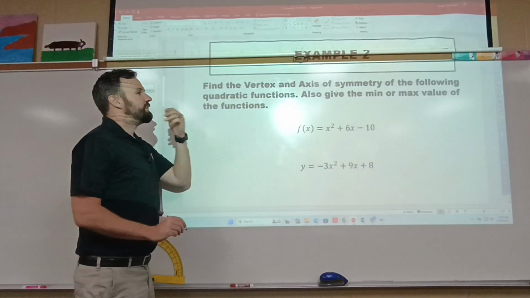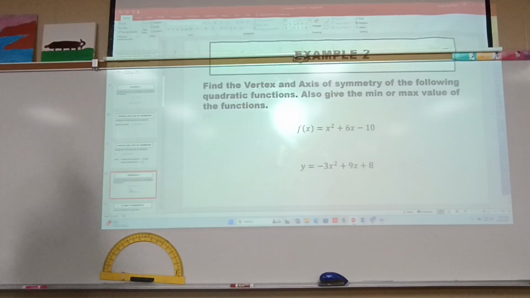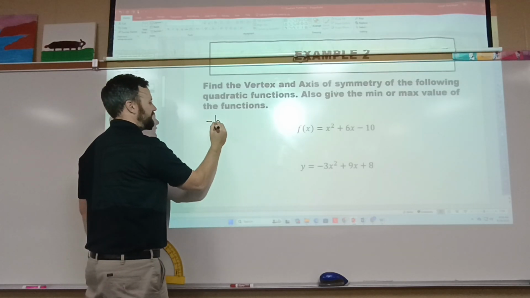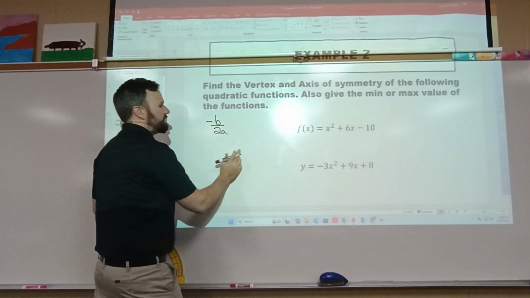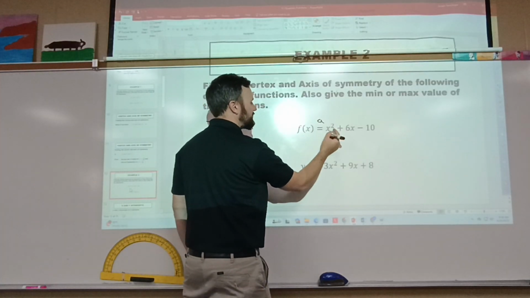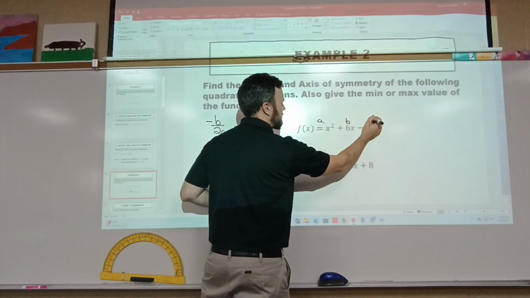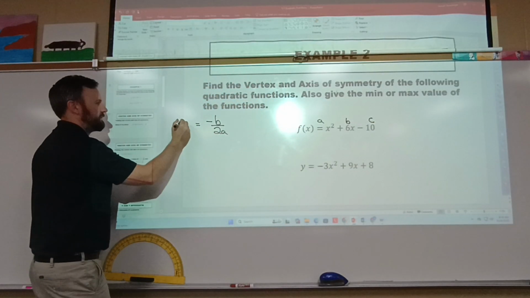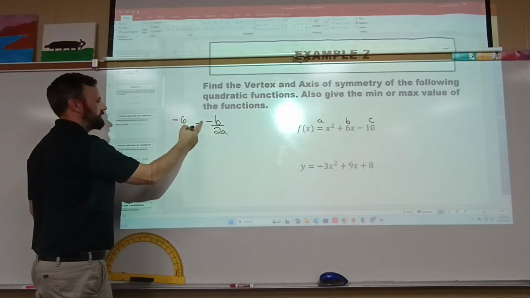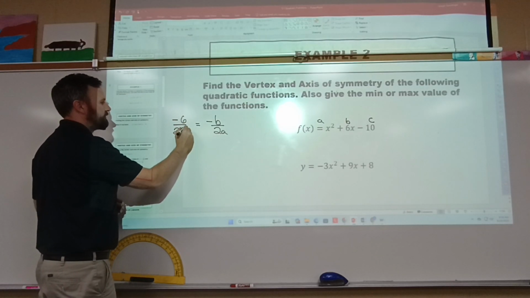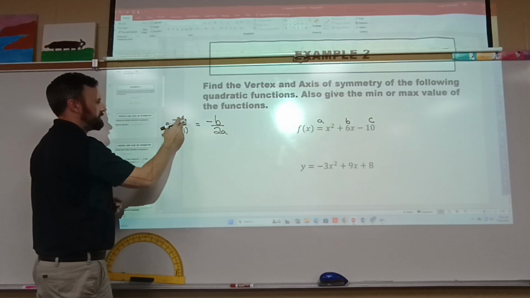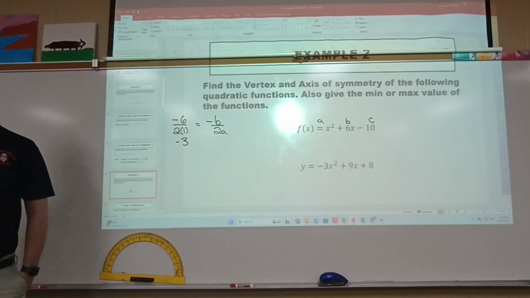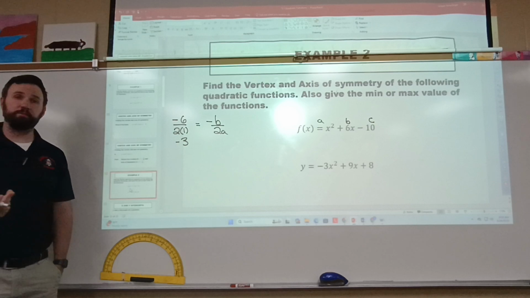There's no vertex given. And I don't have Desmos I can use on the test. What do? Negative b over 2a. Remember it's ax squared plus bx plus c, right? So what's my b on this? 6. Put a negative in front, over 2 times my a, which is 1. So that is negative 3. That's going to be the x value of my vertex, and that's also going to be my axis of symmetry.